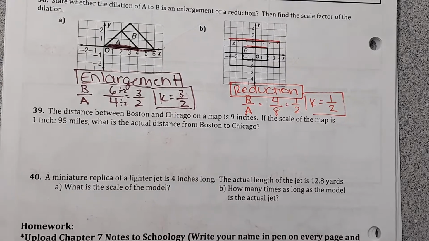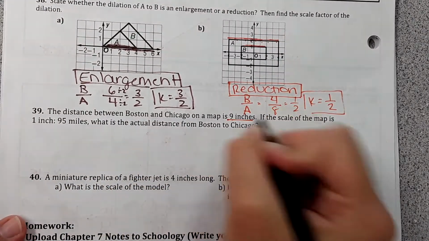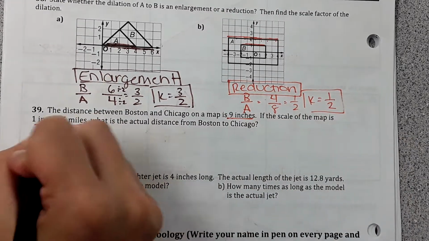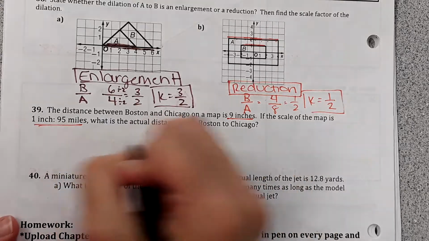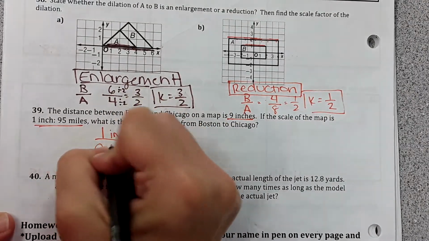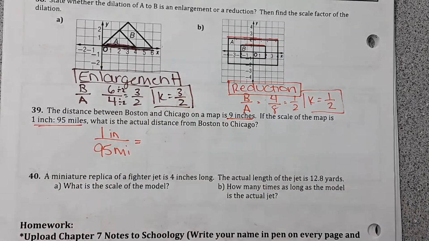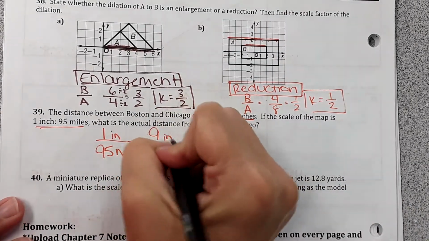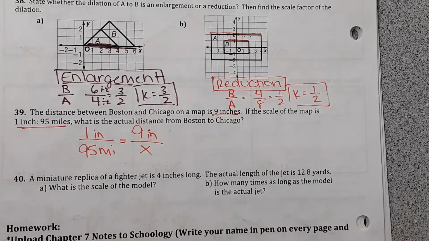Then these last two here, the distance between Boston and Chicago on a map is 9 inches. If the scale of the map is 1 inch to 95 miles, what is the actual distance from Boston to Chicago? So the scale on the map is 1 inch to 95 miles. Set that up as a ratio and put that equal to the 9 inches on the map. And we're going to figure out how many miles that is.